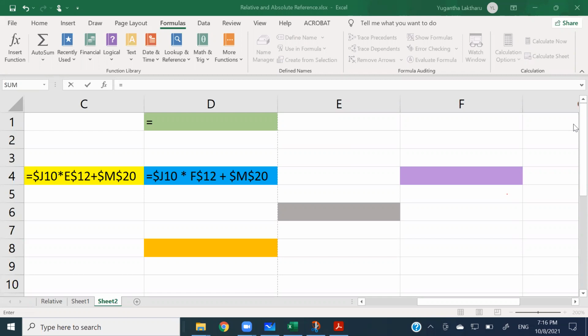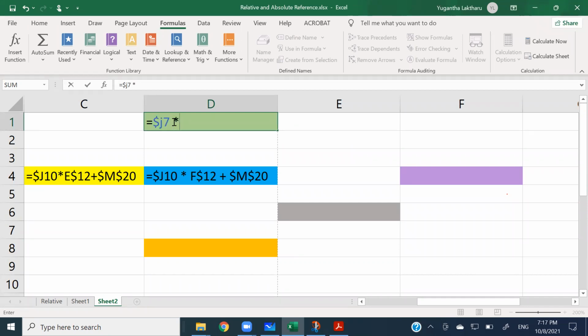Right. So what's going to be the answer? Here, $J, we don't need to think about it. Put it as it is, $J. 10, it is going to change. We are going 3 rows upwards. So that means 10 becomes 9, 8, and 7.